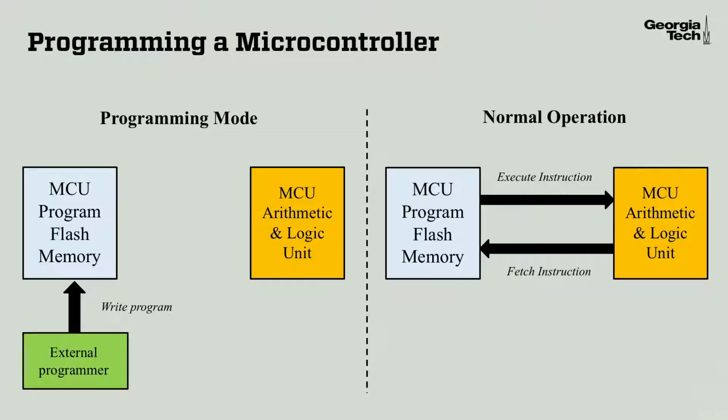Now when you reboot the microcontroller, it operates in what's called the normal operating mode. Then, as we mentioned before, the first thing that happens is the arithmetic and logic unit, or the CPU, gets its first instruction from flash memory, executes that instruction, then fetches the next instruction, and so on through this loop during normal operation.